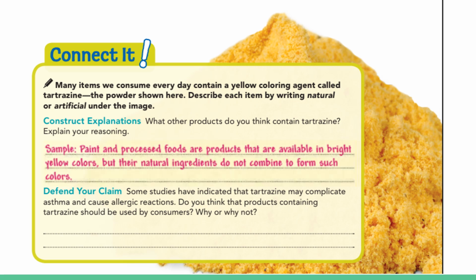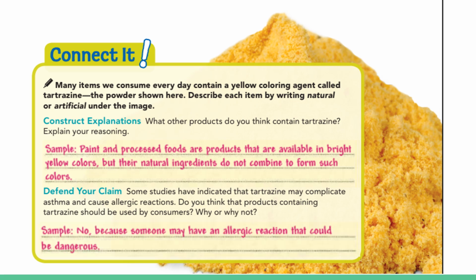So an example would be paint and processed foods are products that are available in bright yellow colors, but their natural ingredients do not combine to form such colors. Defend your claim. Some studies have indicated that tartrazine may complicate asthma and cause allergic reactions. Do you think that products containing tartrazine should be used by consumers? Why or why not? No, because someone may have an allergic reaction that could be dangerous.